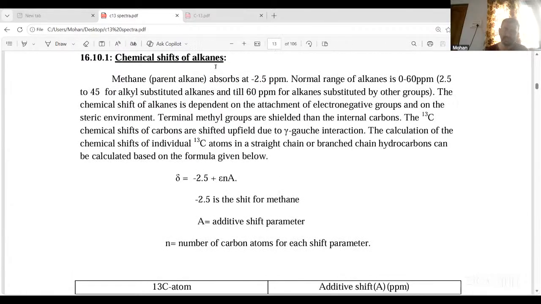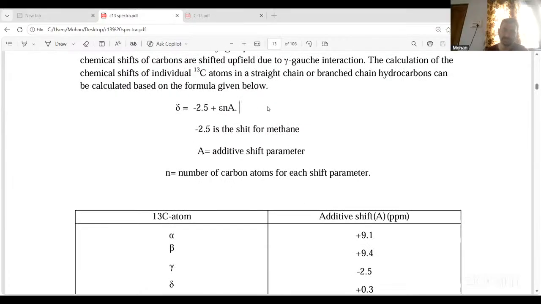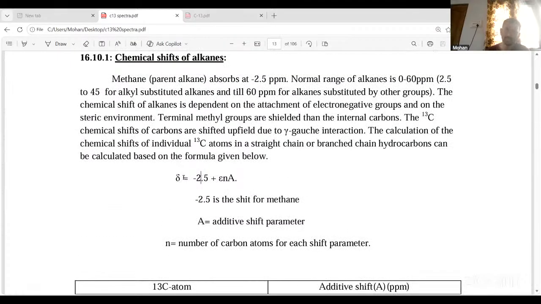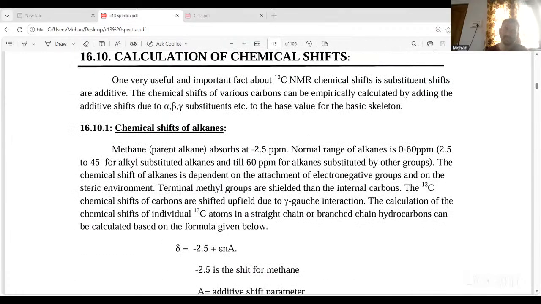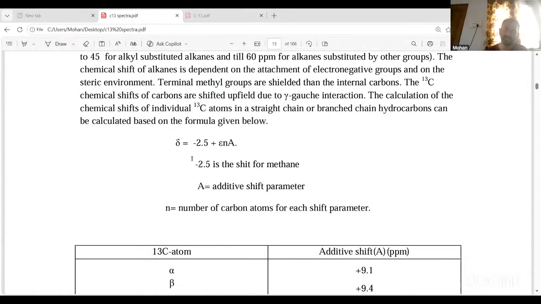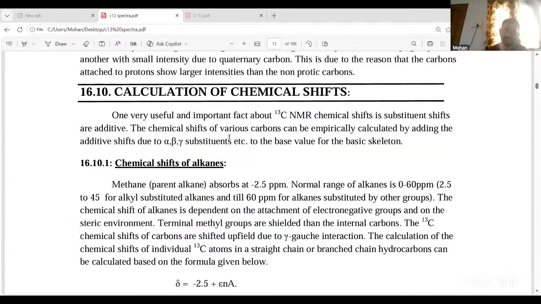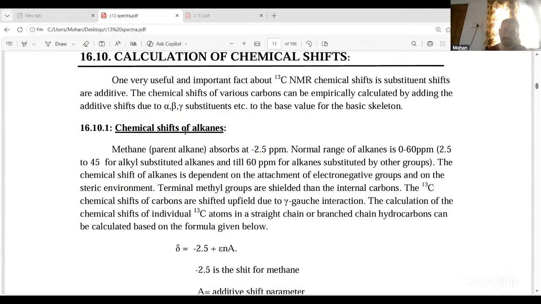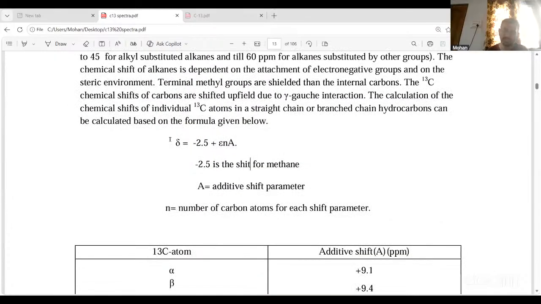Here, for the calculation of the chemical shift values, we'll consider this formula. This formula is different for the various functional groups. For example, if it is an alkane compound, we'll consider this formula to calculate the chemical shift values.